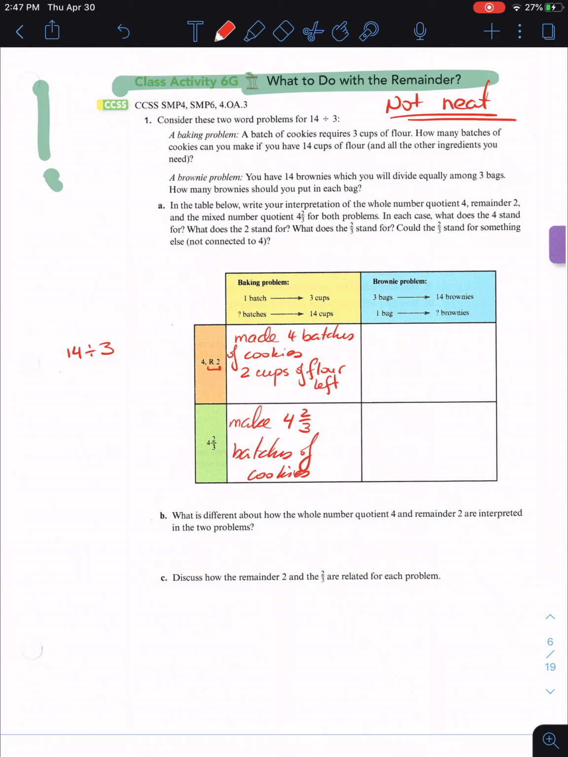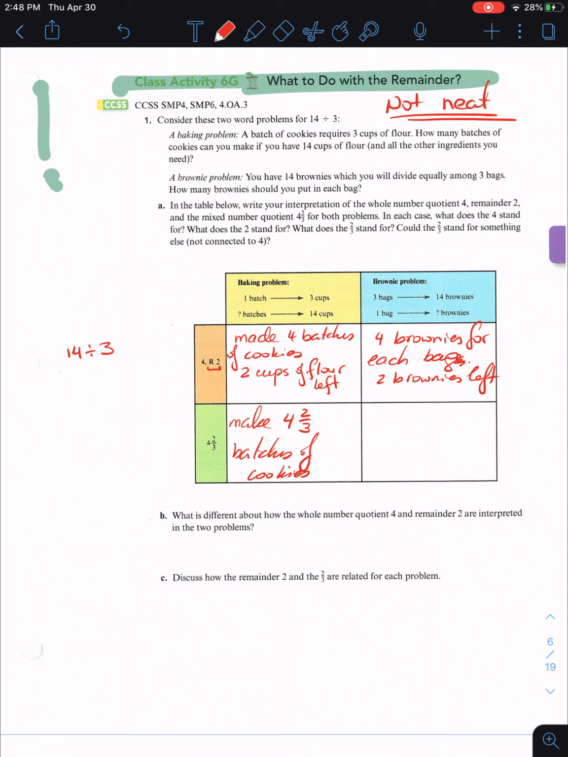Now, how about with brownies? You have 14 brownies, which you divide equally among 3 bags, right? So you're going to put 4 brownies in each bag. And you're going to say, oops, I have 2 brownies left over. And you're just not going to do anything with them. Or you might eat them, but you're not going to put them in bags.